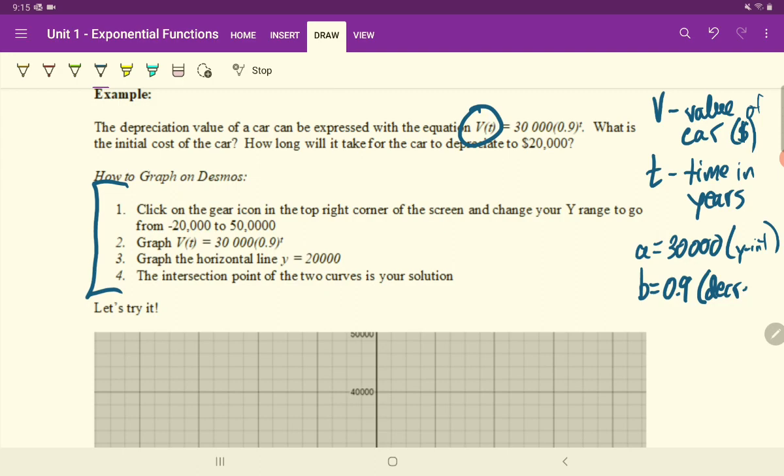It's decreasing. Okay, so notice how I'm doing some analyzing before I even start. I have a y-intercept at 30,000 and I have a decreasing function, which makes sense because the value of a car is obviously going to decrease as time passes. So my question is, what is the initial cost of the car? We've already answered that. It is $30,000. How long will it take for the car to depreciate, or decrease in value, to 20,000?